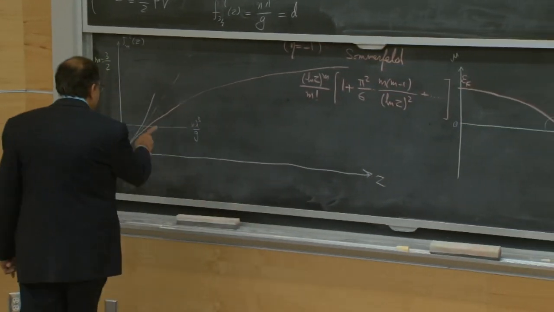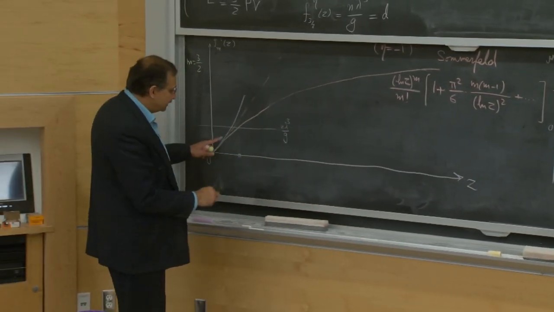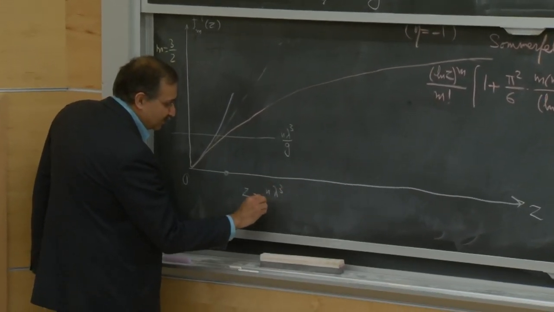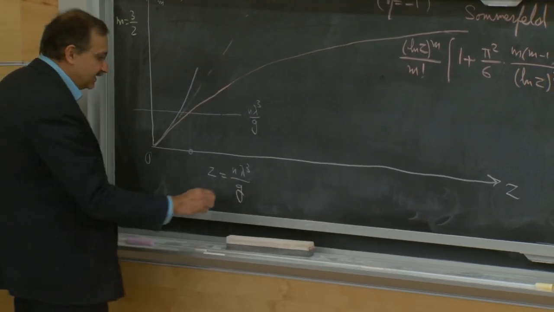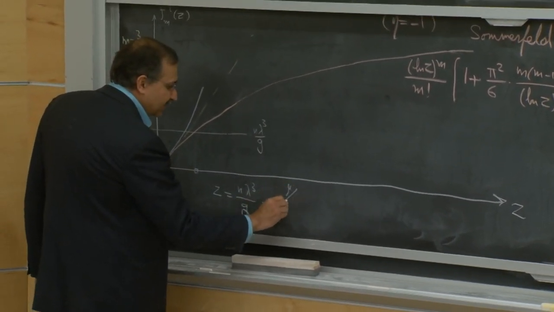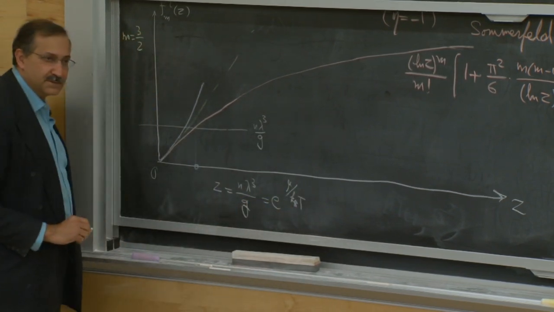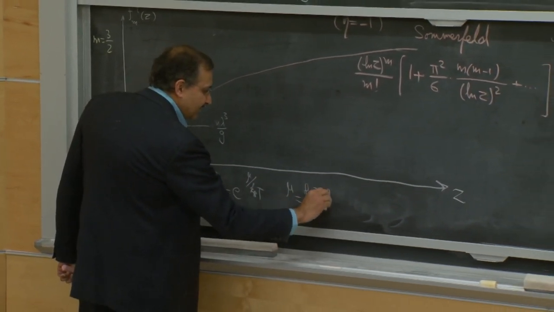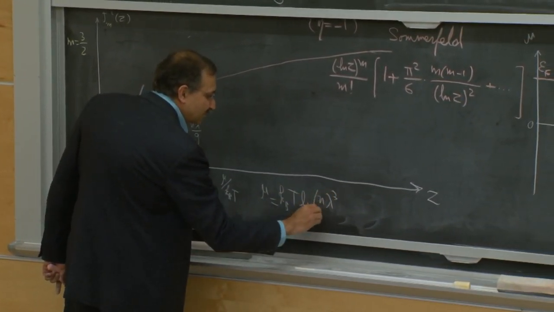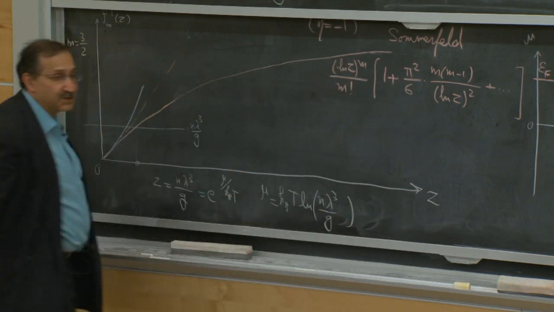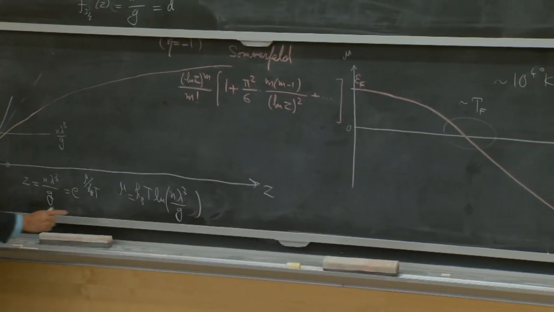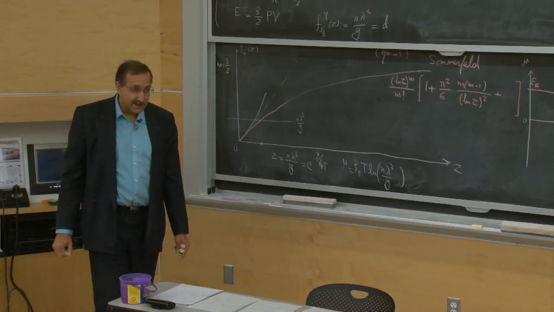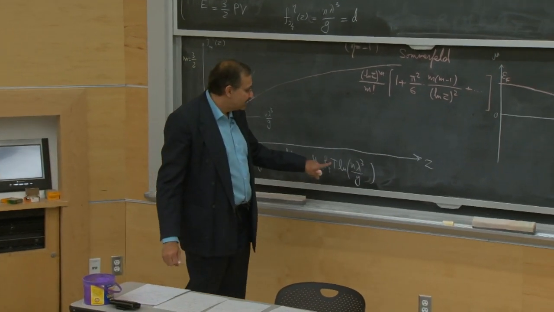Okay, so what is happening down here? Down here it is linear. I know that z is n lambda cubed over g. z is e to the mu over kT, right? So mu is kT log of n lambda cubed over g. Remember, lambda depends on temperature. So it is almost linear, except that what is inside here has a temperature dependence. So it's really more like T log T.